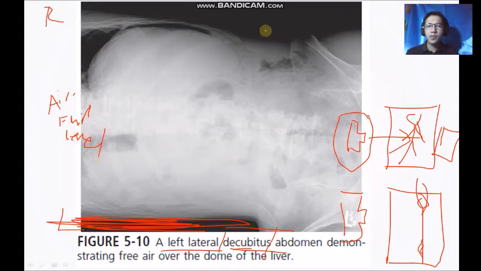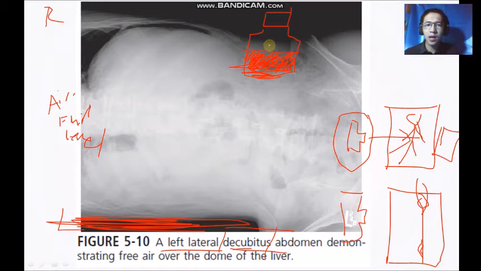Okay, so what do you mean by air fluid level, right? If you have a water bottle, for example, this is a water bottle, and it is only filled halfway with water, right? So we can demonstrate the air fluid level by this example, in which half of the bottle is filled with water while half of the bottle is filled with air.